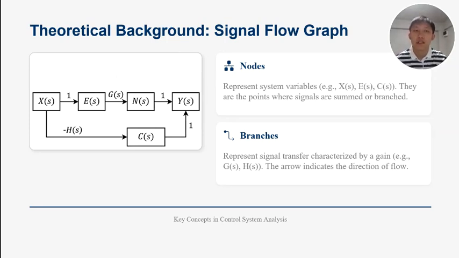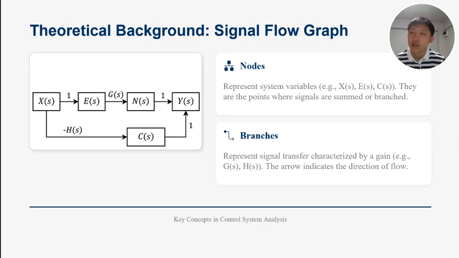Before we start the conversion, let's review the basics of a signal flow graph. It consists of nodes, which process variables, and branches, which represent signal transfer with a prefix gain. Nodes represent system variables, for example, X(s), E(s), C(s). They are the points where signals are summed or branched.